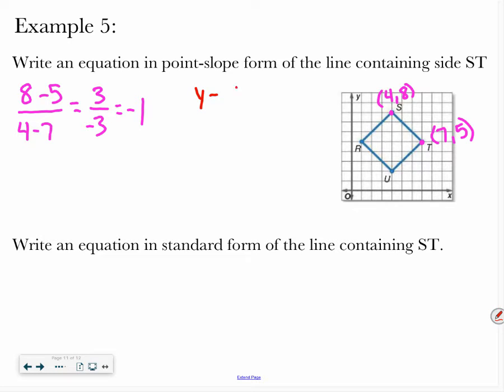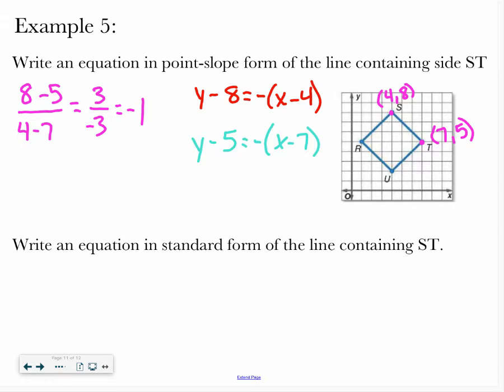Y minus 8 equals negative. It's like having a negative, if you want to write the 1 you can, but you don't need to. X minus 4. And if I wanted to write it with the other point, I could have y minus 5 equals negative times x minus 7. Alright, so both of those answers would be correct for the point-slope form of the line containing ST.